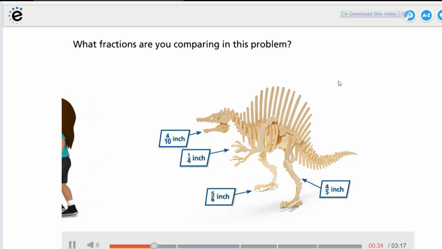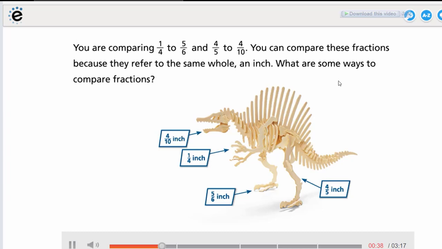What fractions are you comparing in this problem? You are comparing 1/4 to 5/6 and 4/5 to 4/10. You can compare these fractions because they refer to the same whole, an inch. What are some ways to compare fractions?